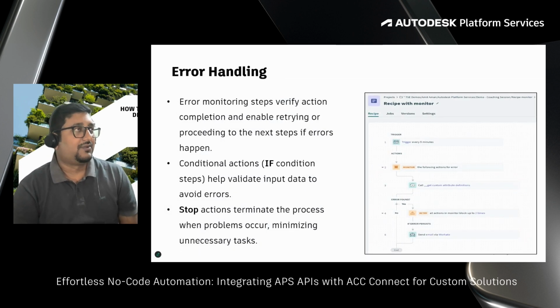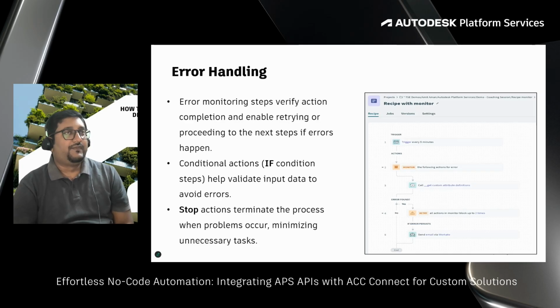The next part is around error handling. Whenever you're developing or writing an automated script, you need to have a robust error handling strategy in place, because your script may come across some errors during its execution, and it is important to monitor what has gone wrong. The error monitoring steps in ACC Connect verify the action completion and enable retrying or proceeding to the next step if errors happen. So we have multiple ways of doing that.